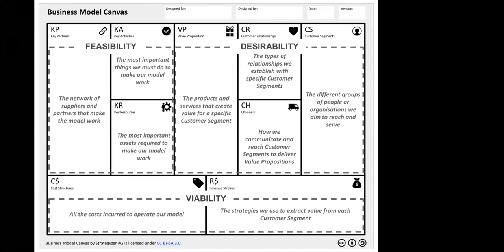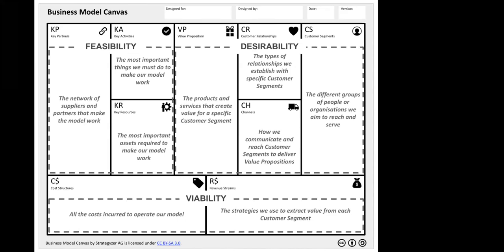Firstly, the desirability of your business. Who are your customers? What are you selling them? How do you sell it? How do you get it to them? Then we have the feasibility of your business. Who are the key people? What are the key assets? What are the primary activities? And who do you need to work with in order to make your business work? And finally, the viability of your business. How will you capture value from your customers? And how does that compare to what it will cost to run your business?